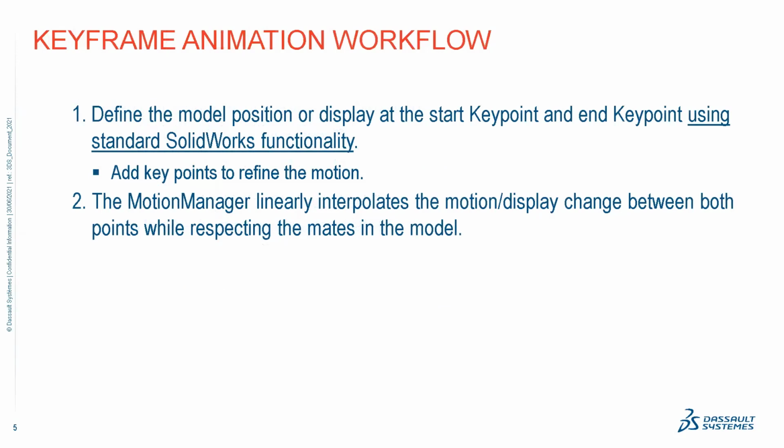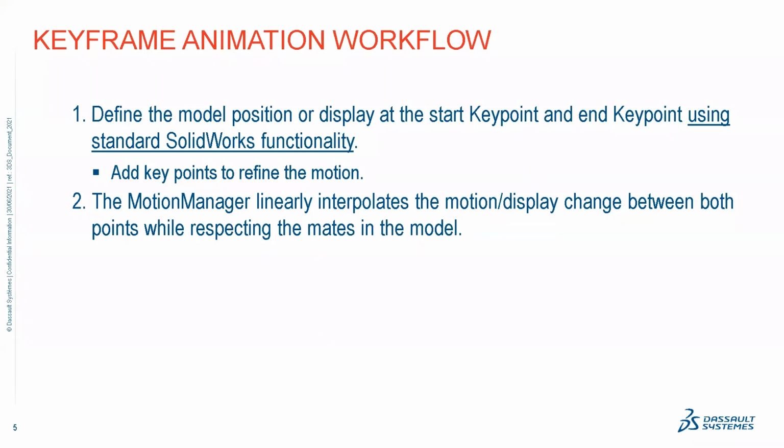So the general keyframe animation workflow in SOLIDWORKS is that you define the model position or display at the start key point and end key point using standard functionality. So we can move components, we have the move command, we have components that are mated together. We can even use distance and angle mates. And you would add key points to refine the motion. And the Motion Manager then linearly interpolates the motion or display change between the start and end key points while respecting the mates in the model. And we'll see more about what that means, specifically related to the mates, next.